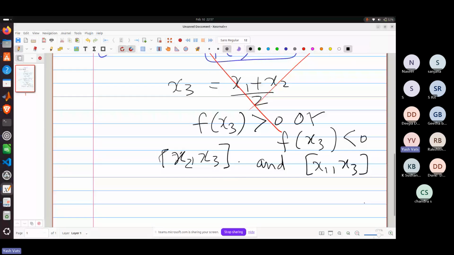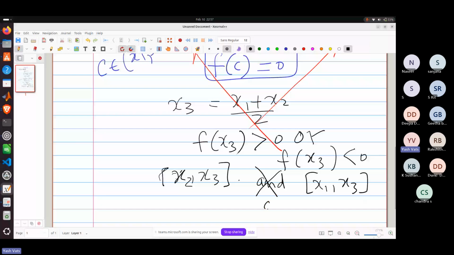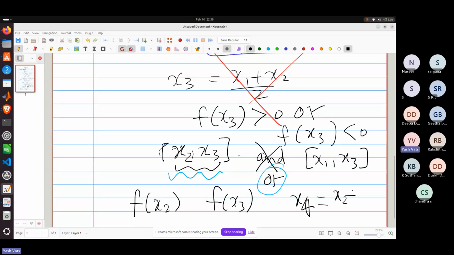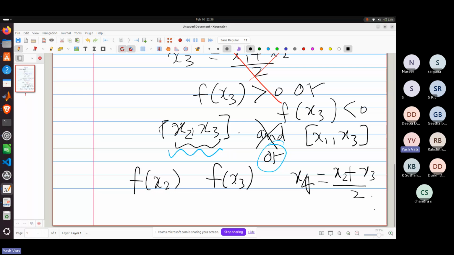So in that case, it is not "and", it is basically "or". All right, so that is to be seen. If this is the interval, just go by this. You have a new kind of interval, just check again what is fx2 and fx3, and create x4, which is just x2 plus x3 by 2. And then do the similar process until you reach the end.